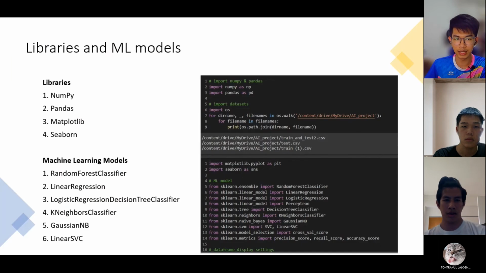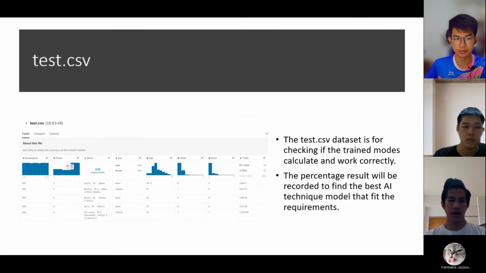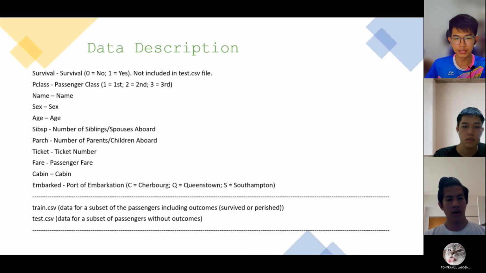These are the libraries and machine learning models that we use. For the dataset, there are 2 dataset files, which are train.csv and test.csv. As presented in the slide, the data description part tells the useful information and the meaning of each acronym of the input data that we use to train the models.